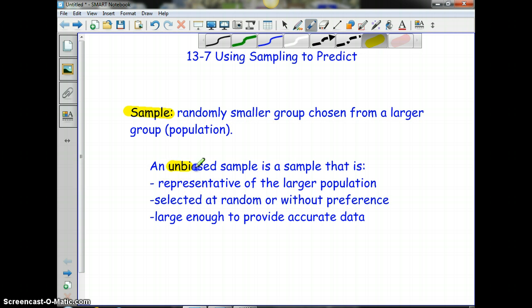An unbiased sample is a sample that is representative of the larger group. So a variety of different students, boys and girls, 8th grade, 7th grade, stuff like that. Selected at random, so it's random without a preference, and large enough to provide accurate data. And the number depends on what you use. And the population is the larger group. So write down these notes, pause, make sure you write down these notes and understand what these vocab words are.